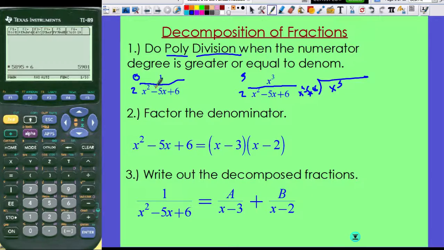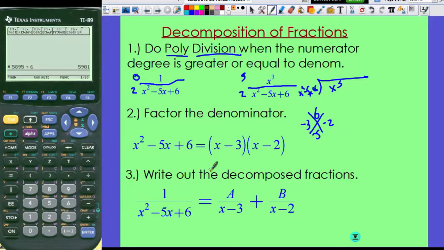So factoring this one, I want to actually factor the denominator. So x squared minus 5x plus 6, and however you like to factor, some people like doing this method. I don't care what you do, and maybe you just do it in your head, and you get x minus 3 times x minus 2.